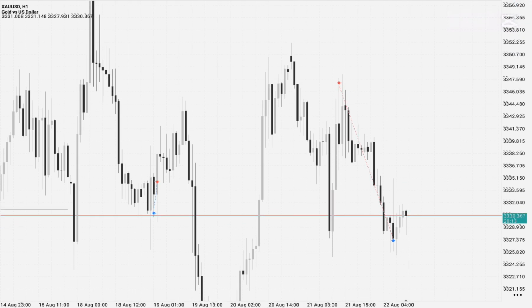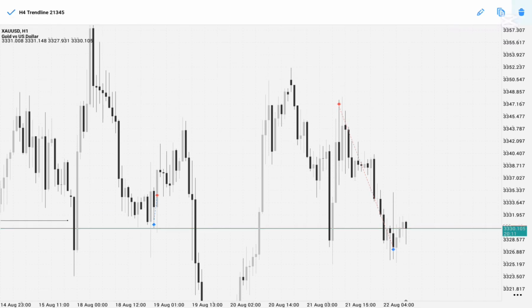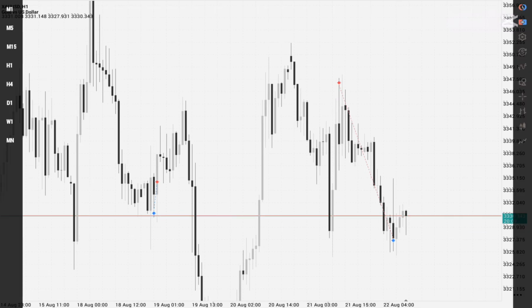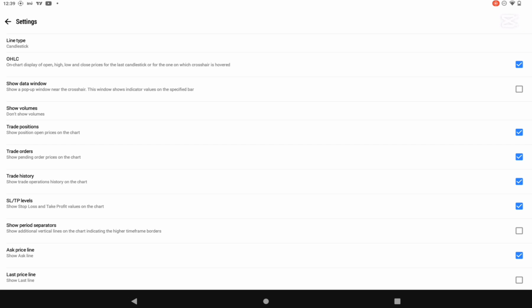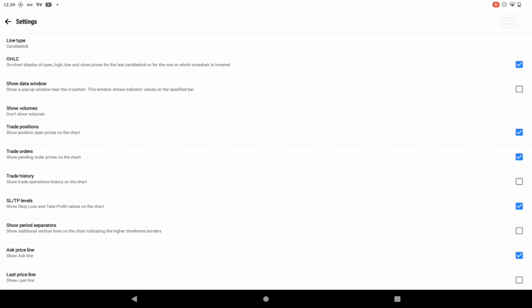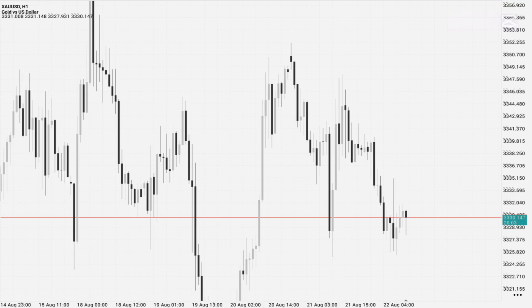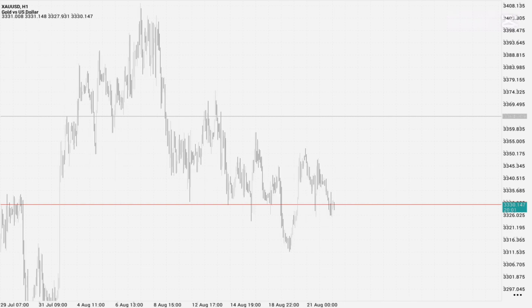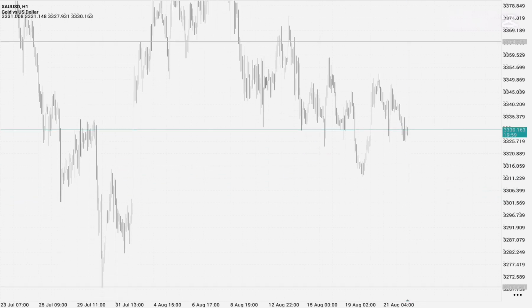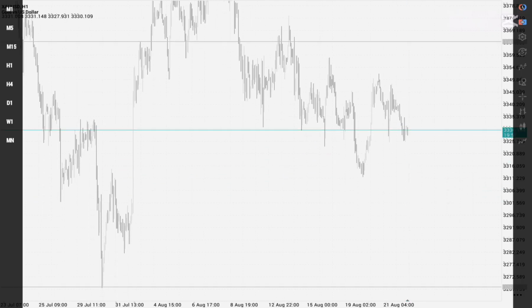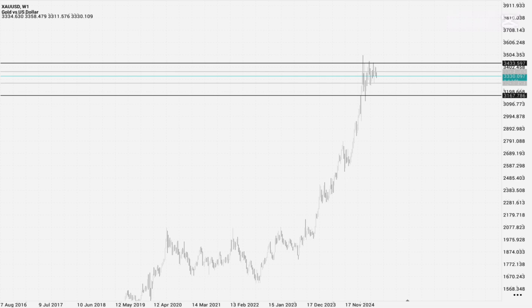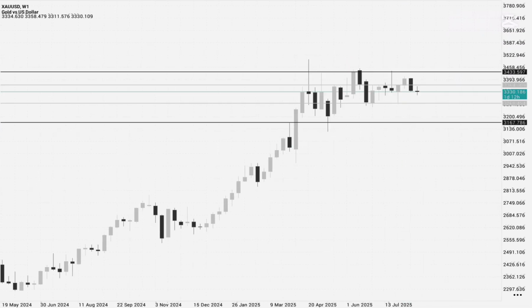Let me turn off my indicators. So now I'm going to give you guys a walkthrough on how I took this trade. As usual, I trade top down analysis and SMC.